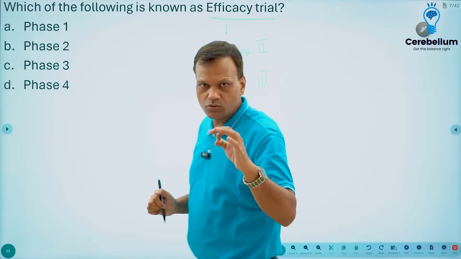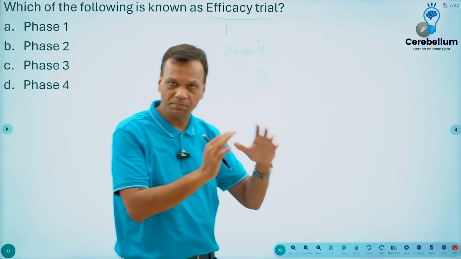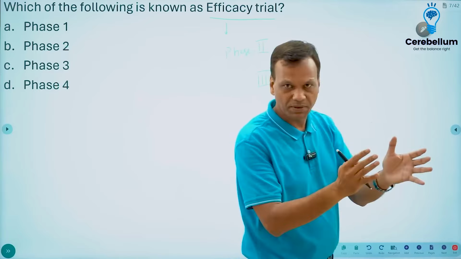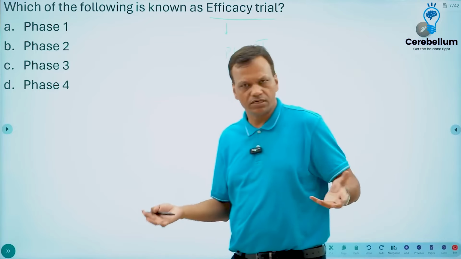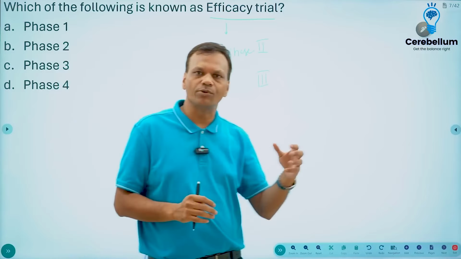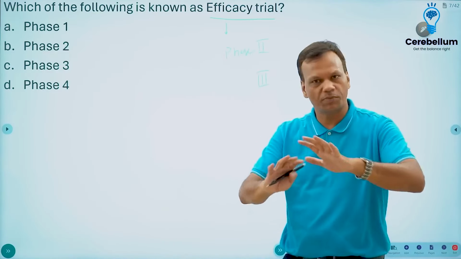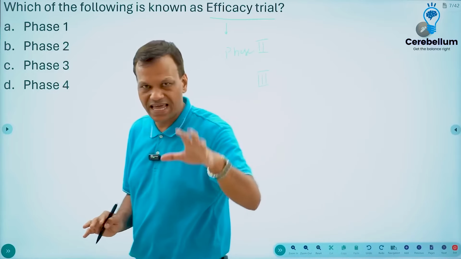Remember, in phase 2, efficacy is tested the first time. Remember, phase 1 is done in healthy people. When we are testing a drug in healthy people, we will not test for efficacy. It's logical. Like if a person does not have TB and we are making an anti-tubercular drug, how will we come to know whether it works or not? So efficacy cannot be tested in phase 1. So phase 1 is in healthy people.